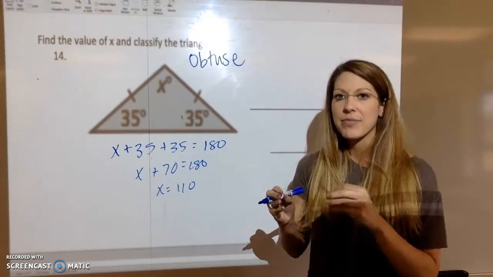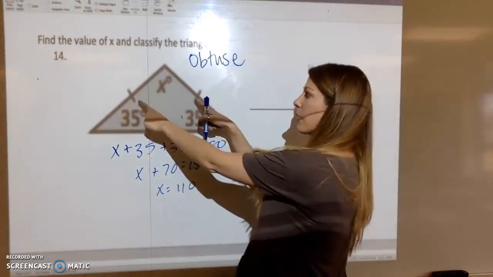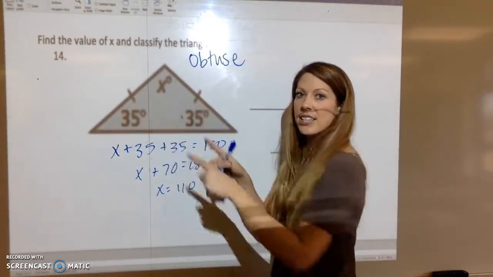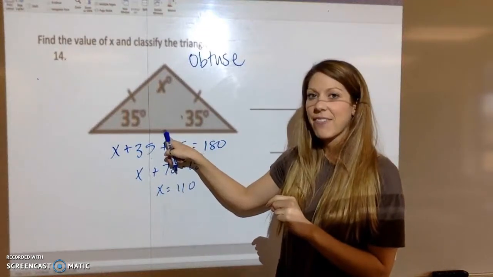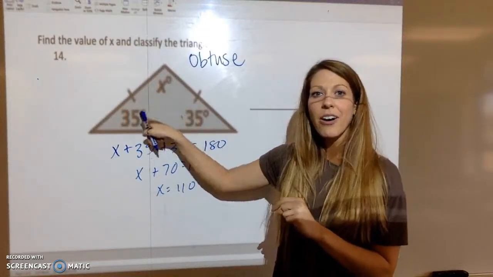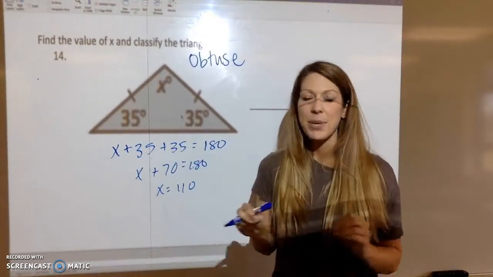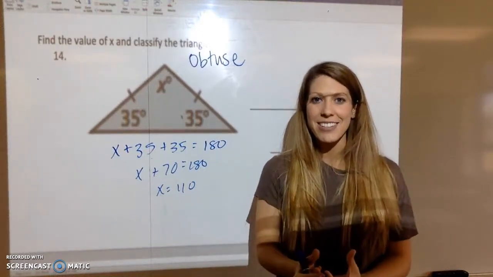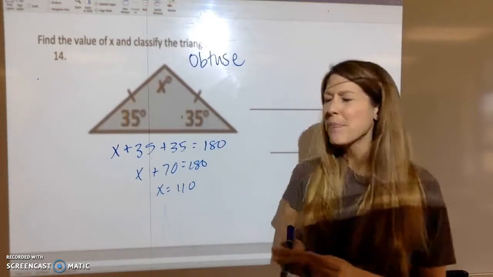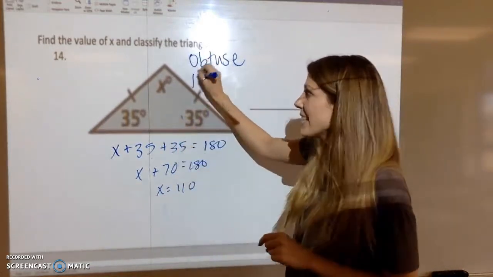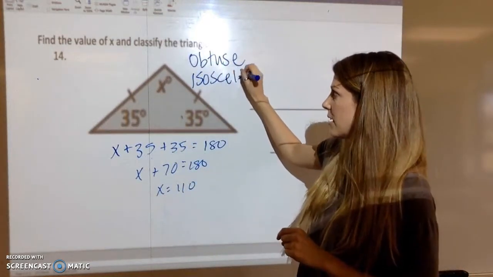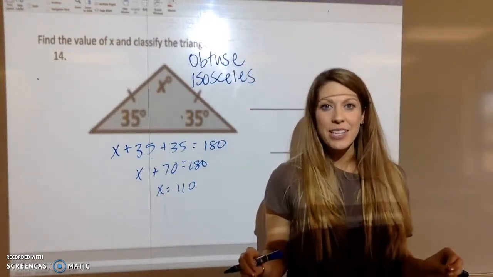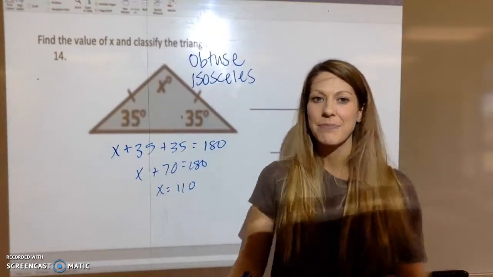Now we also have to classify it based on the sides. These little marks, remember, mean that those two side lengths are the same. This one does not have the same mark. So not all of the sides are the same, so it cannot be equilateral because not all the sides are the same. Equilateral means all of them are the same. Just two are the same, so it is isosceles. And if none of them are the same, that's scalene.